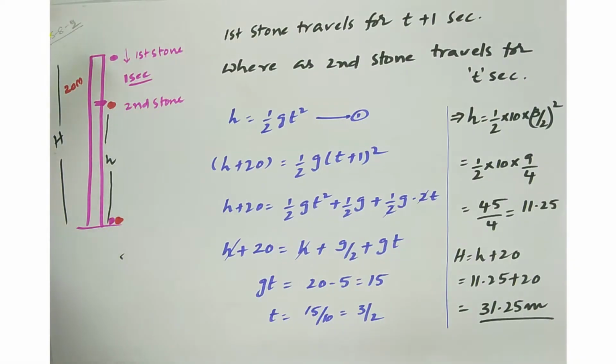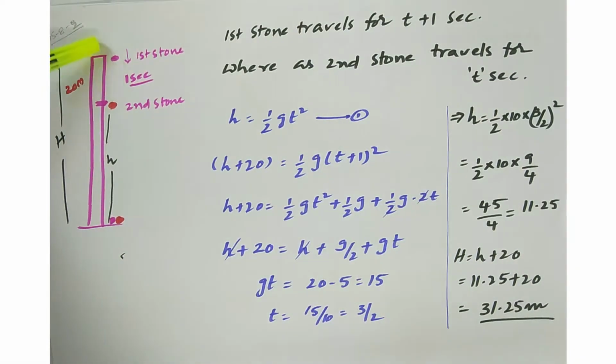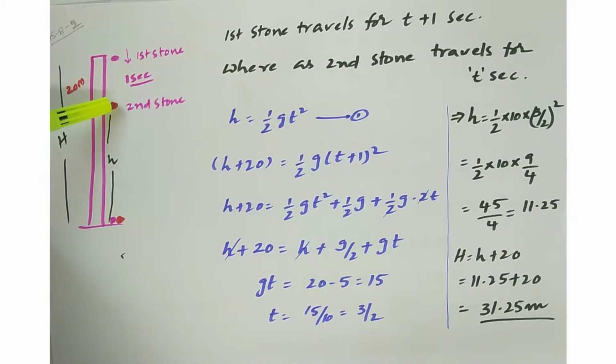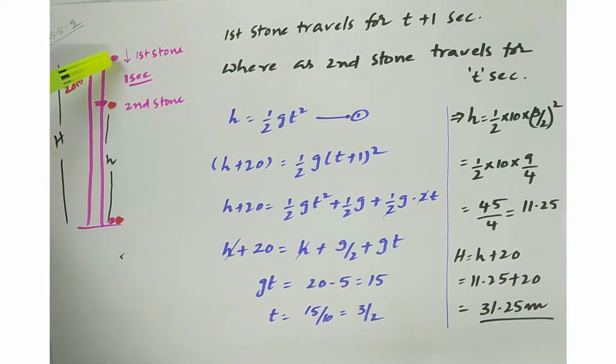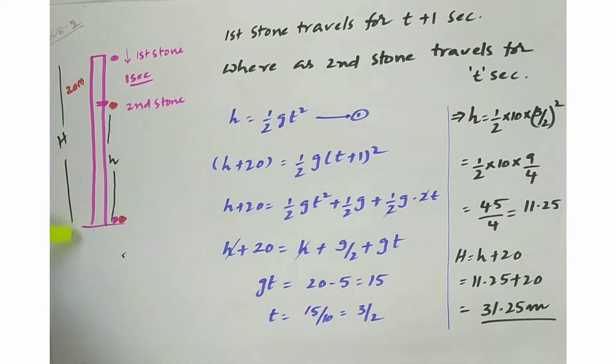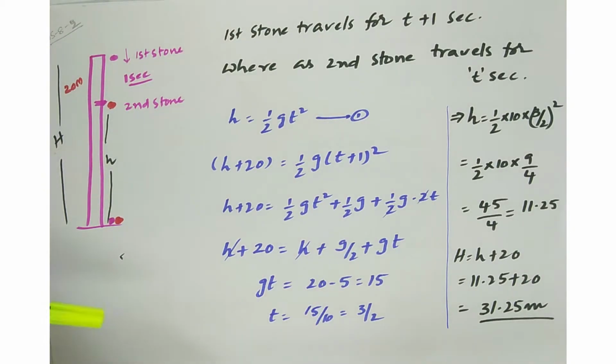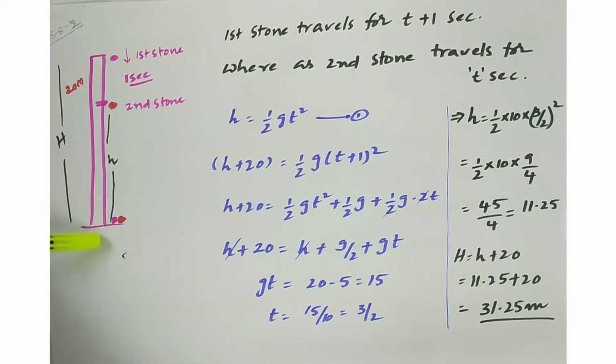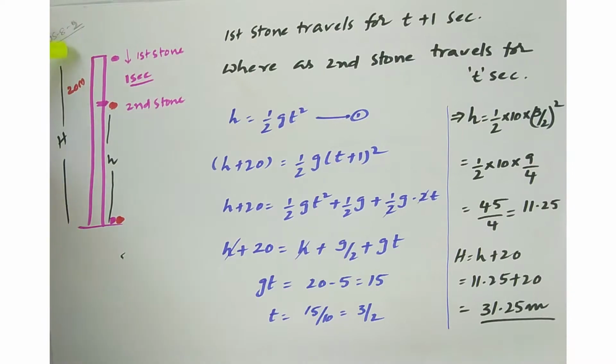A stone is dropped from the top of a tower. First stone is dropped from the top of a tower, and there is a balcony 20 meters below the top of the tower, and the second stone is dropped from the balcony. And it is given that both the stones reach the ground simultaneously. Now what is the height of the tower? That is the question. Here the total time is not given. If you can find the total time, it is easy to find the height of the tower.